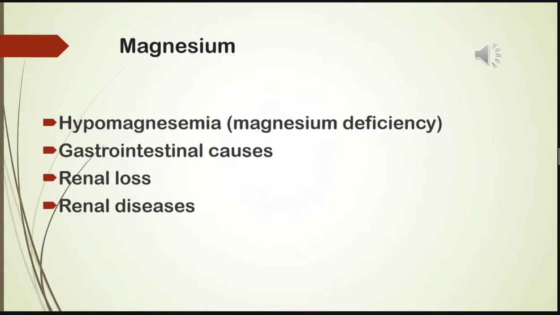Hypomagnesemia is a condition where there is decreased magnesium in your blood. This can happen when you have gastrointestinal diseases that lead to deficiency in absorption of magnesium. If you have renal disease, this could also lead to renal loss of magnesium. In other words, there is filtration of magnesium, but deficiency in reabsorption of magnesium. This would lead to decreased levels of magnesium in your blood.